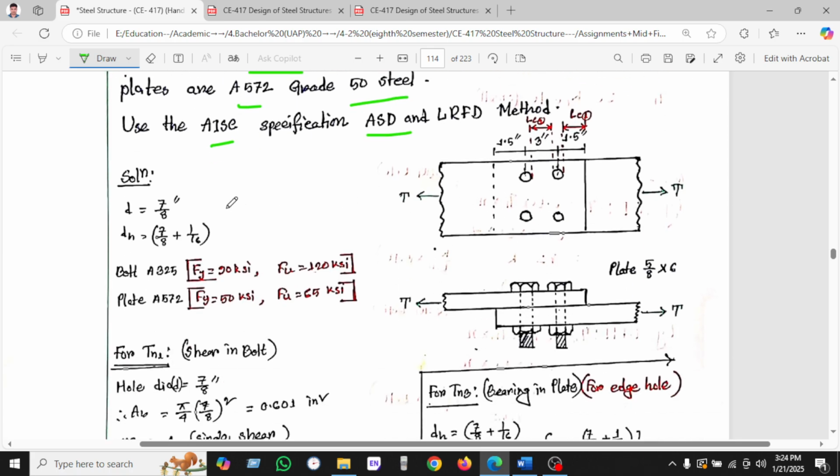You can see the picture given here. The bolt diameter is 7/8, so the hole diameter DH equals 7/8 plus 1/16. The 1/16 is a constant when the hole diameter is given; if the bolt diameter is given, then we use 1/8. Let's start with the bolt. We are using A325, which is FY 90 grade, and FU equal to 120. For the plate we have used A572, which is grade 50, FY equal to 50, FU equal to 65.